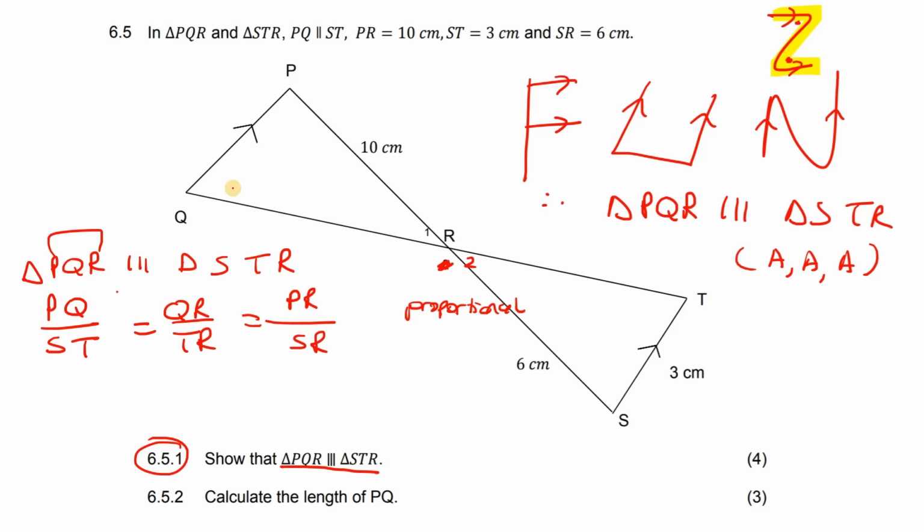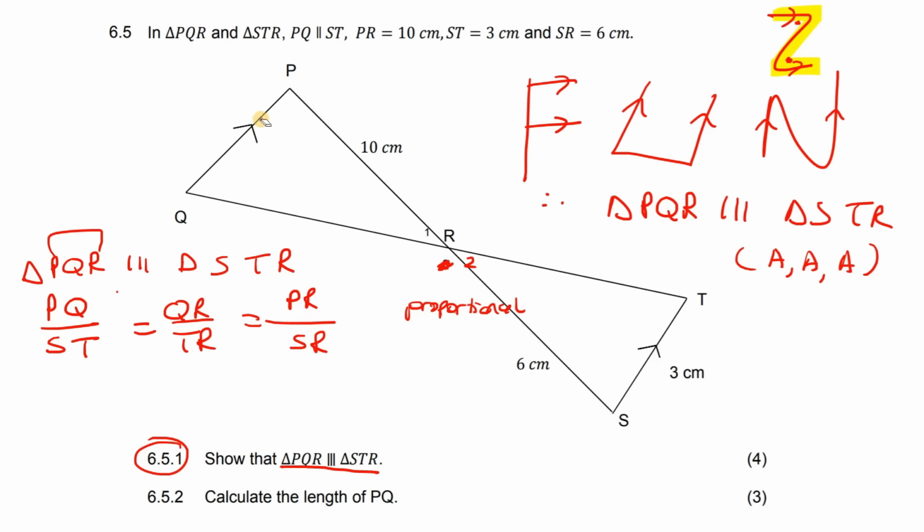So PQ, do we know what PQ's length is? No. Do we know ST's length? Yes, we do. So that's 3. You don't have to say 3 centimeters, just say 3. QR, we don't have. And then TR, we don't have. And then PR is 10. And SR is 6. Now, I don't want you to choose this one. This is an ugly one. Why? Because we don't know two of the things. So leave that one out. Just ignore it completely. Now you just have that. So we're just going to say PQ over 3 equals 10 over 6.